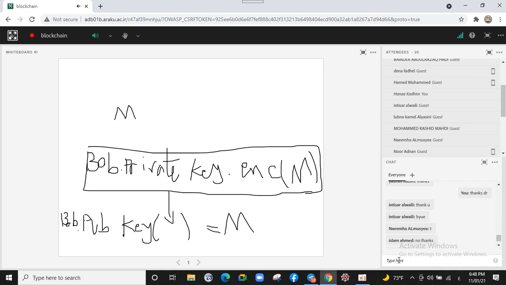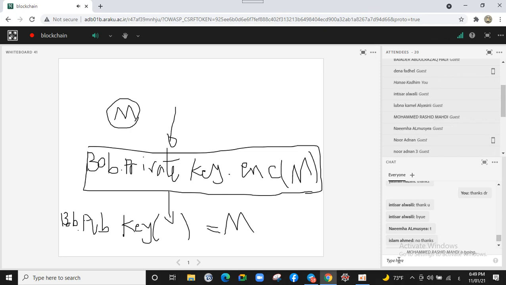Why is it a digital signature? Because the only person who has the private key is Bob. So if Bob encrypts a message with his private key, in fact he's signing the message. It's used for authentication, just for being sure that the sender is Bob.